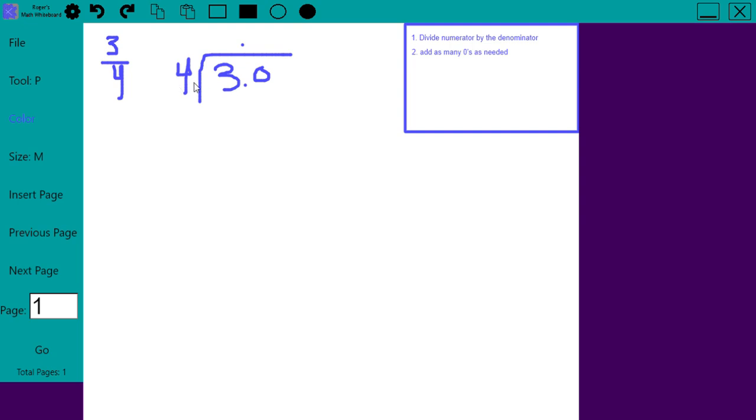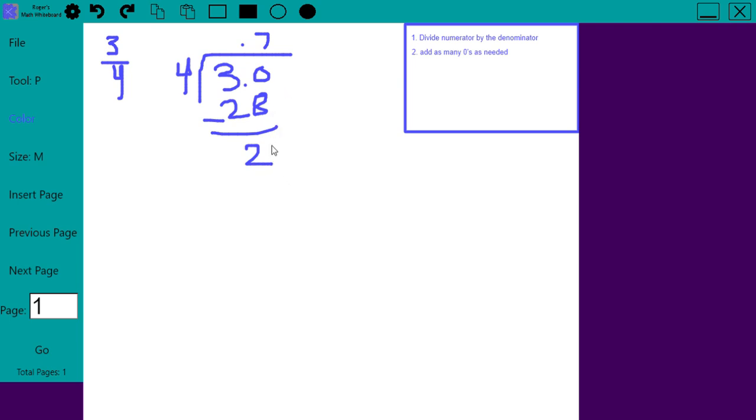So off the bat, 4 doesn't go into 3 any, but 4 does go into 30. So we're going to skip that, just pretend the decimal isn't there, and this is basically 30. So 4 goes into 30 7 times. 4 times 7 is 28. Then subtract, and I get 2.